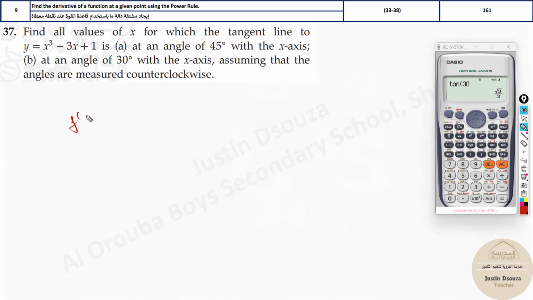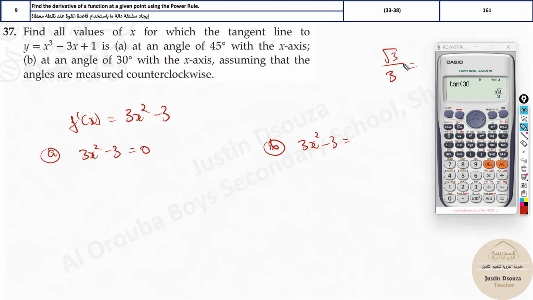Here, derivative of y is f of x, okay? Derivative would be 3x squared minus 3. Now I have to equate. A would be equating 3x squared minus 3 equals 0. B would be 3x squared minus 3, that is equal to root 3 by 3. Now when I look at this, divide both the sides, it will be 1 by root 3. Why? Root 3 is fine. You can write 3 as root 3 times root 3 and this cancels. So you're remaining with 1 by root 3, isn't it? So that's the thing. Or if you're getting confused, just put this. It's fine, because I have to type this in the calculator.